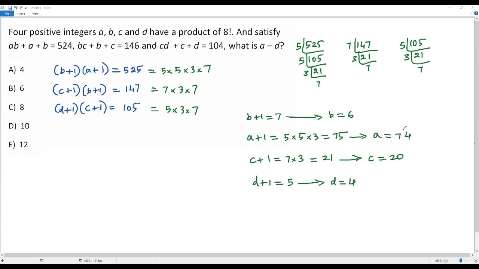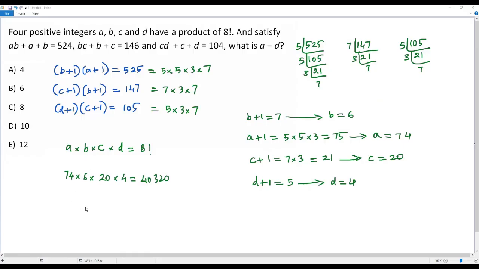And now we have to check whether the values we got for a, b, c and d satisfy the condition we have over here. That is, the product of these four positive integers equals 8 factorial. Okay, now let me check it. That is a times b times c times d equals 8 factorial. The value of a is 74, the value of b is 6, the value of c is 20 and the value of d is 4. And we know that the value of 8 factorial is, let me check it, that is 40,320.